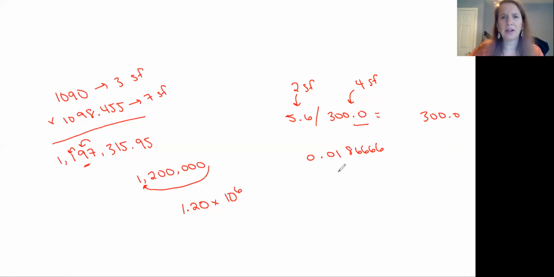So we want to round our answer to 2 sig figs. Remember, this first 0 is not significant, so we're going to go to this position here, use the number behind it to tell us what to do, and this is going to round up to 0.019, and that's what we would record our answer as.